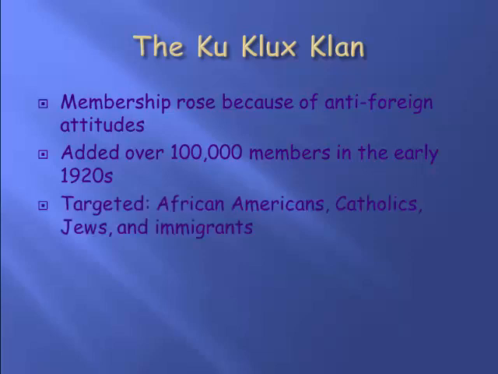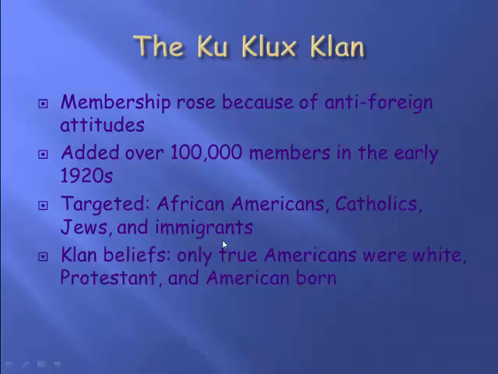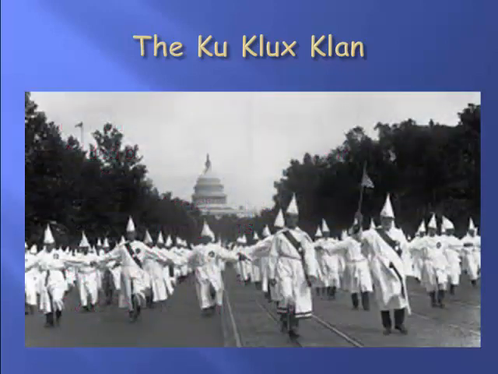All right. Who did they target? I mentioned it for you: African Americans, anybody who was Roman Catholic, Jews, and immigrants. And Klan beliefs were that the only true Americans were going to be white, Protestant, and American born. So every immigrant that comes in is not going to be liked by the Klan, right? So by 1925, they actually peaked at over 2 million members. And you see this picture here, which is just crazy. I couldn't believe it, but they had a parade in the 1920s down Pennsylvania Avenue. There's 60,000 of them in this parade.